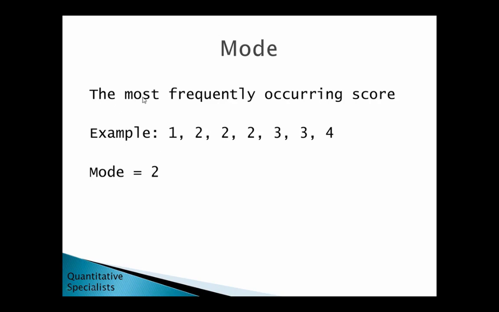Let's start with the mode. Mode, once again, is the most frequently occurring score. So if we had the following example where we had 1 one, 3 twos, 2 threes, and 1 four, the score that occurs the most frequently is a 2. There are 3 twos there. So our mode would be equal to 2.